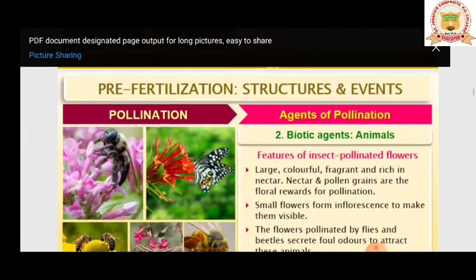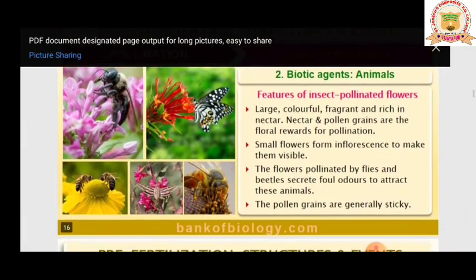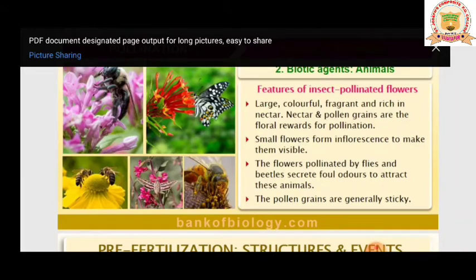So now the features of insect pollinated flowers. As you have seen the characteristics of wind pollinated and water pollinated flowers, in the same way, you should know the characteristics of insect pollinated flowers. The flowers are large in size, very colorful, very fragrant, having a very good smell, aroma, and rich in nectar.